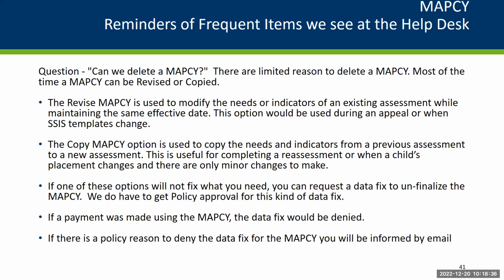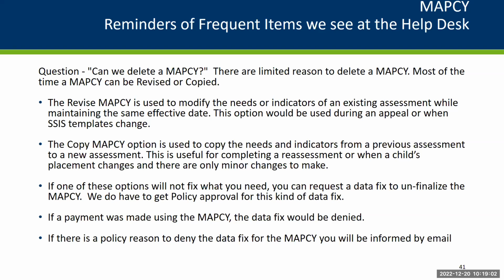The reverse MAPC is only used to modify the needs or indicators of an existing assessment while maintaining the same effective date. This option would be used during an appeal or when SSIS templates change. The copy MAPC option is used to copy the needs and indicators from a previous assessment to a new assessment. This is useful for completing a reassessment or when a child's placement changes and there are only minor changes to make.